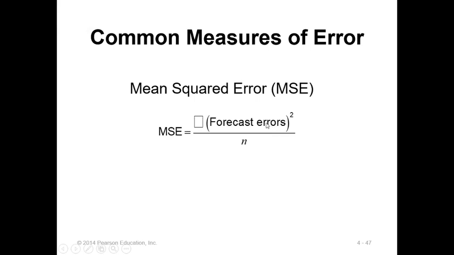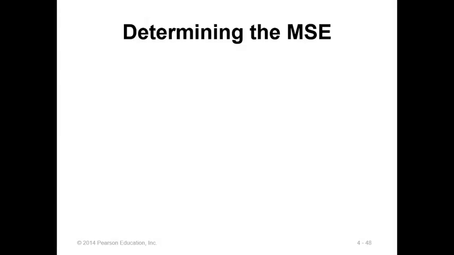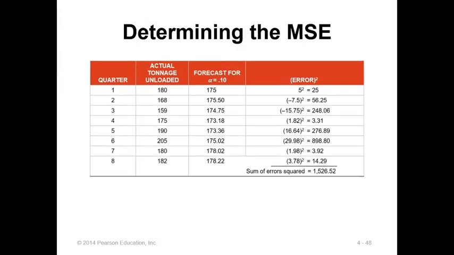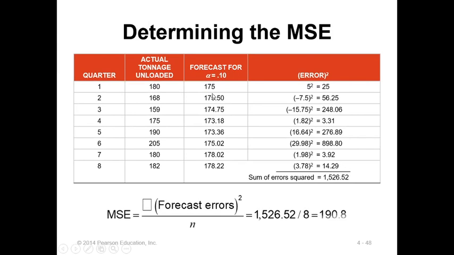Of course, if it's negative, then it will be a positive value also. We will take the sum and divide also by the number of periods. In our same example, it's 8 because we have 8 quarters, as we can see in the next slide. We will do the same. For example, 180 actual value minus forecasted value 175 equals 5. Now square it, it will be 25.